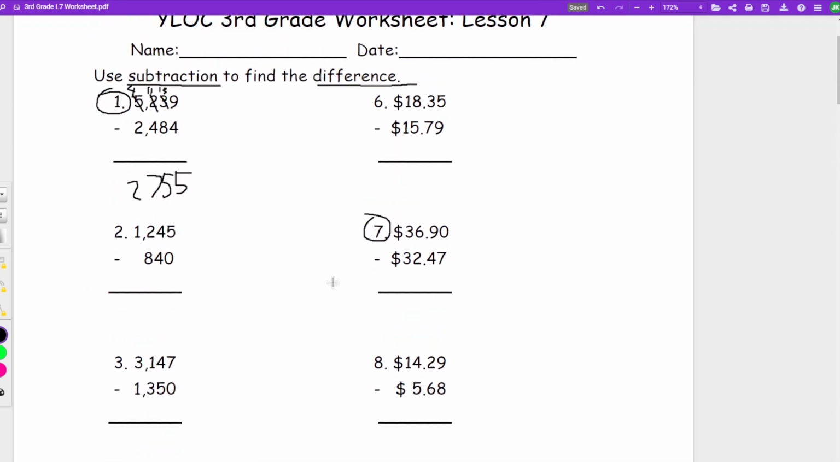Okay, question 7. 0 minus 4, you can't do that, so take a 1. That becomes 8. This becomes 10. So 10 minus 7, that's 3. 8 minus 4, that's 4. And then don't forget the decimal. Put the decimal point. 6 minus 2, that's 4. And 3 minus 3 is 0, so this is our answer.